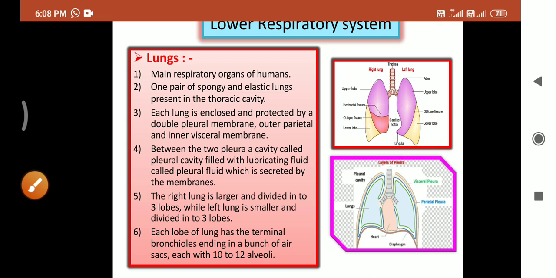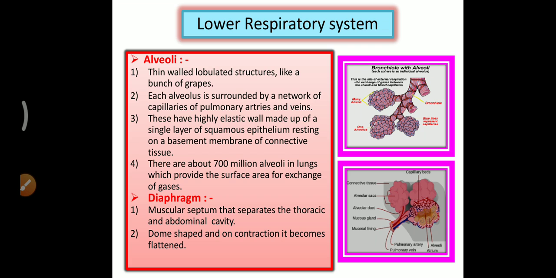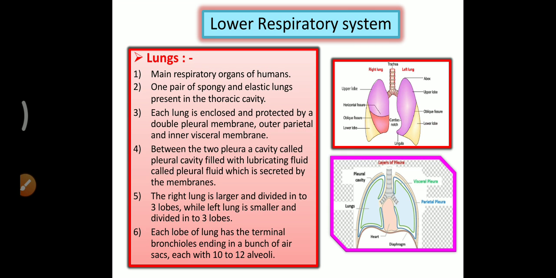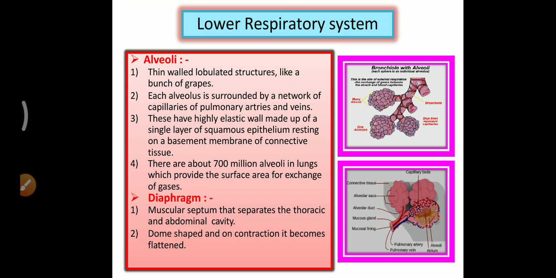So where is it present? In each lobe, all the lobes. So the bronchial endings are a bunch of air sacs. How many air sacs are present over there? That is 10 to 12 alveoli. So let's move on to the next slide.